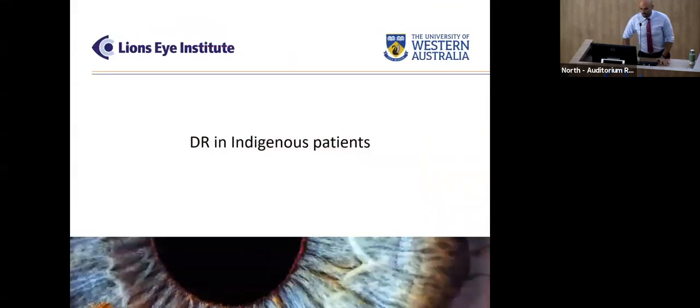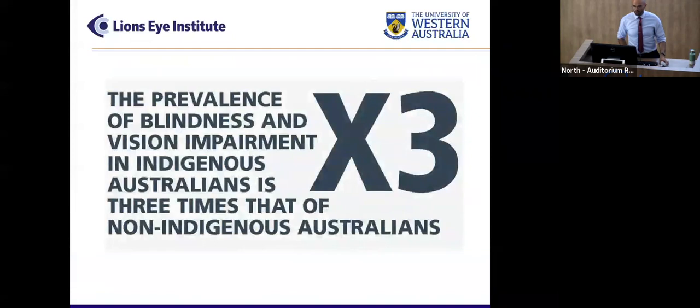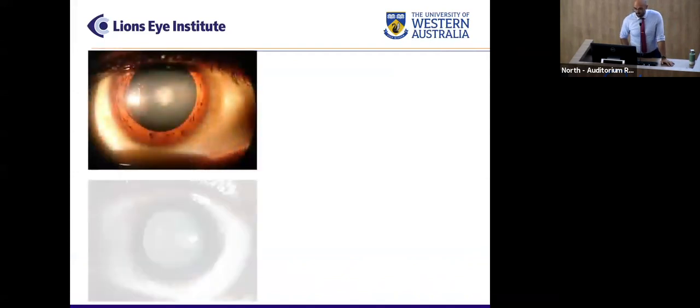What about Indigenous patients? I do a lot of outreach work to various communities. And like many diseases, unfortunately, there's more diabetic retinopathy at an earlier stage, more severe in Aboriginal compared to non-Aboriginal people. Various reasons for that. But just to briefly give you an idea, in general, the prevalence of blindness and vision impairment is higher in Aboriginal compared to non-Aboriginal Australians, 3 times higher. And there are various reasons for this.